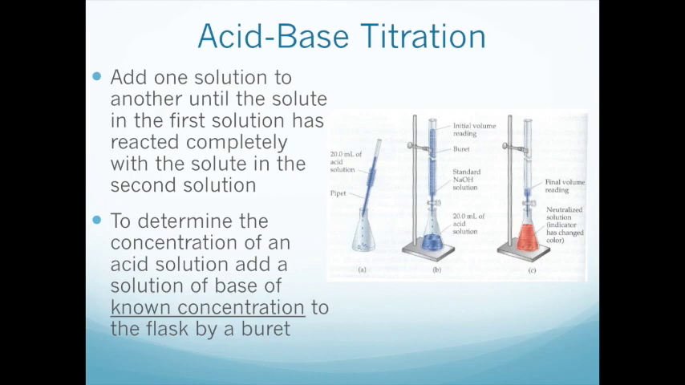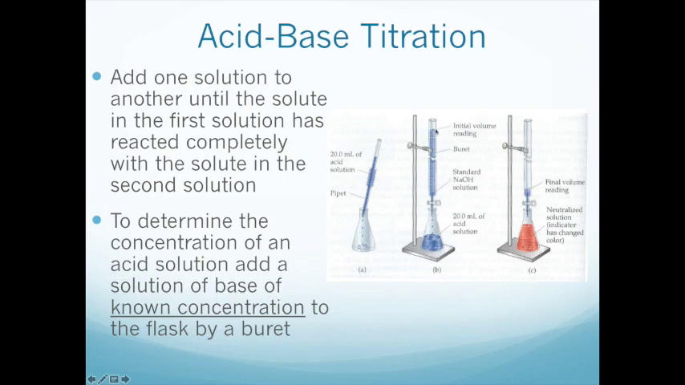So a titration is set up where you have one solution adding to another in fixed amounts until the solute in the first solution has reacted completely with the solute in the second solution. So you say have in section A a precisely measured volume of acid that you don't know the concentration of. You place that acid in the flask and then you titrate it with a standard sodium hydroxide solution, which you know the concentration of.